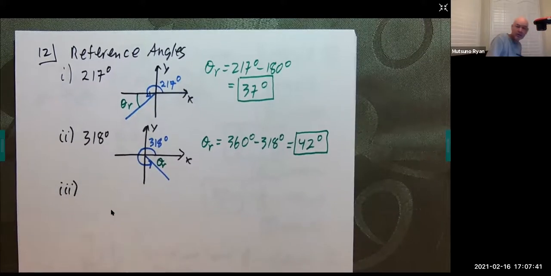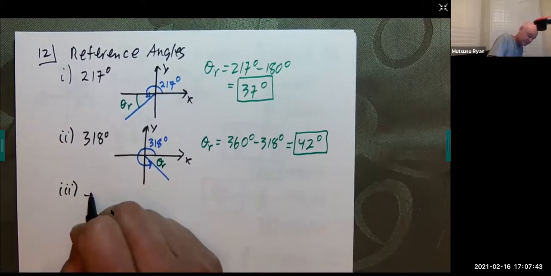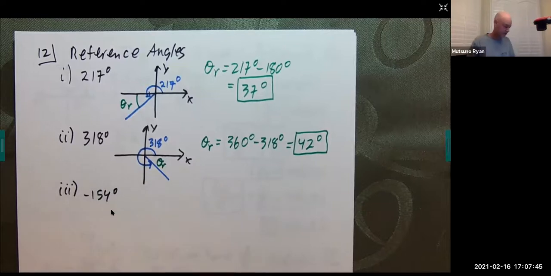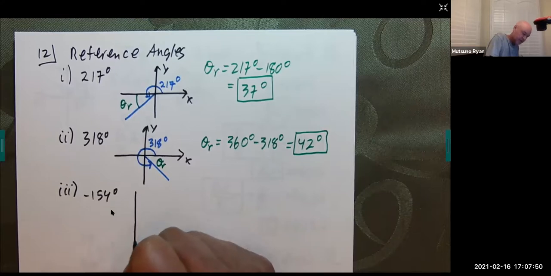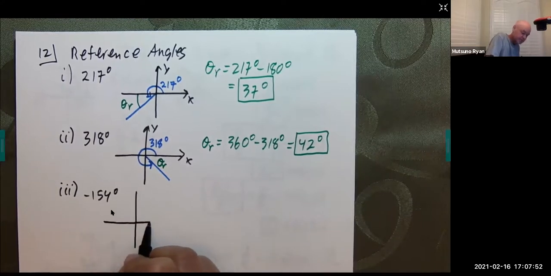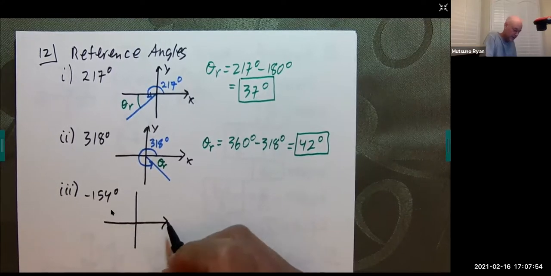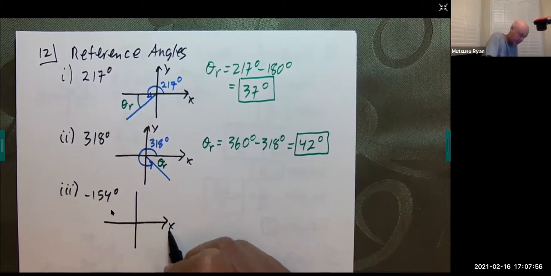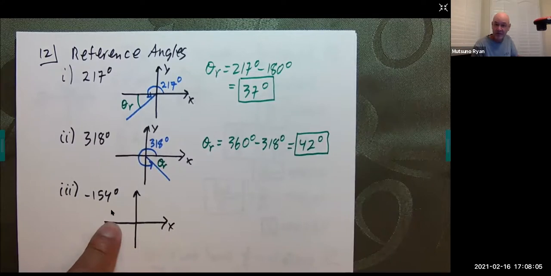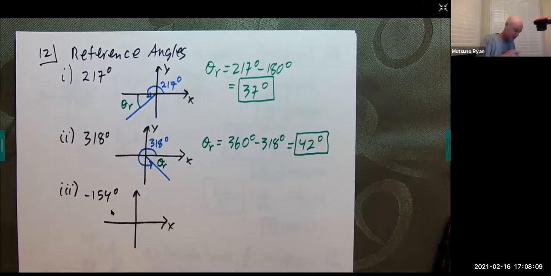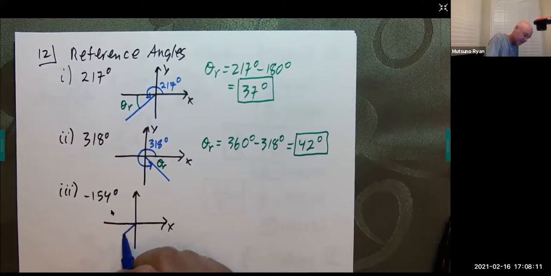Third angle is negative 154 degrees. I could convert that to be between 0 and 2 pi, but a little trick here. From here to here going backwards, negative, is negative 90 degrees. All the way to here is negative 180 degrees. So do you see that this angle is in quadrant 3?